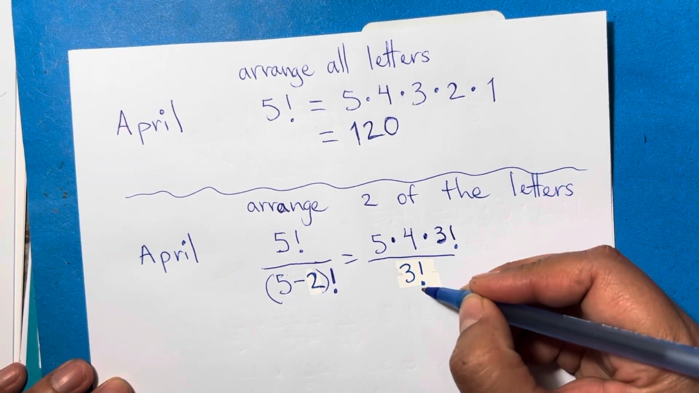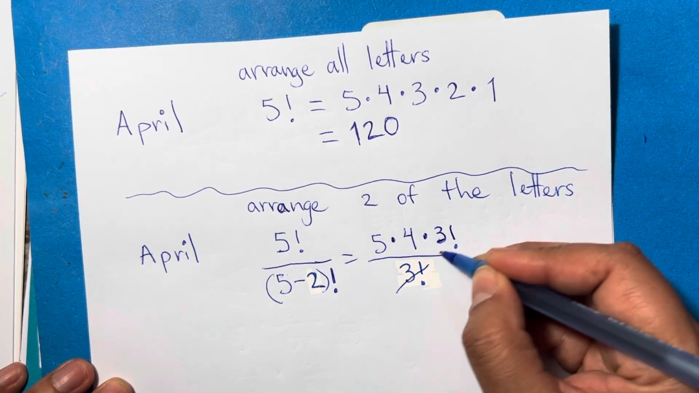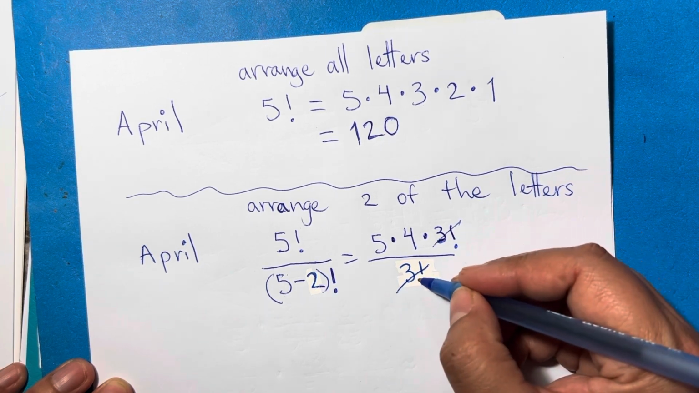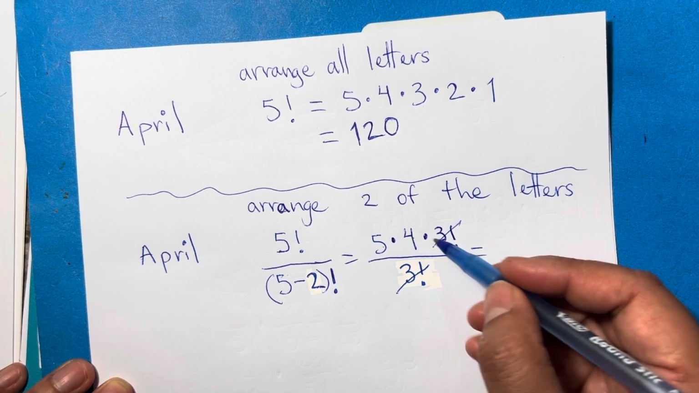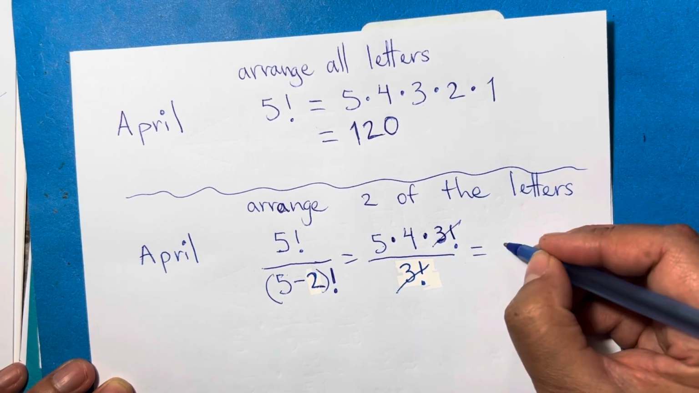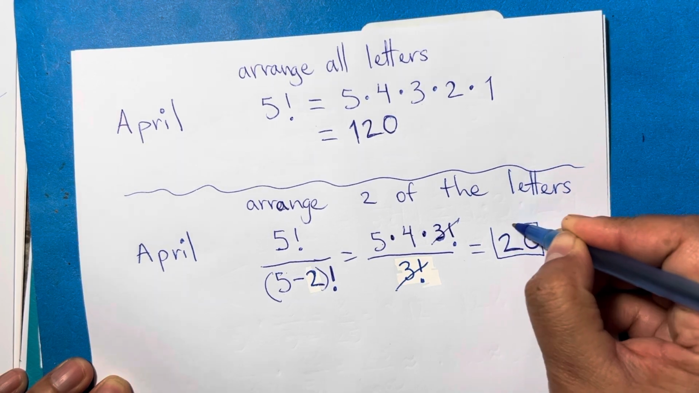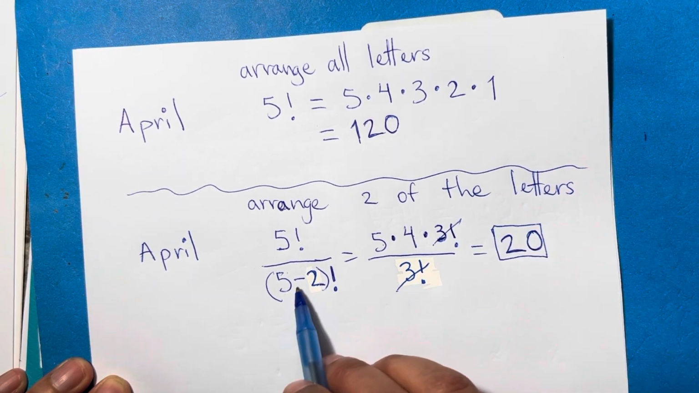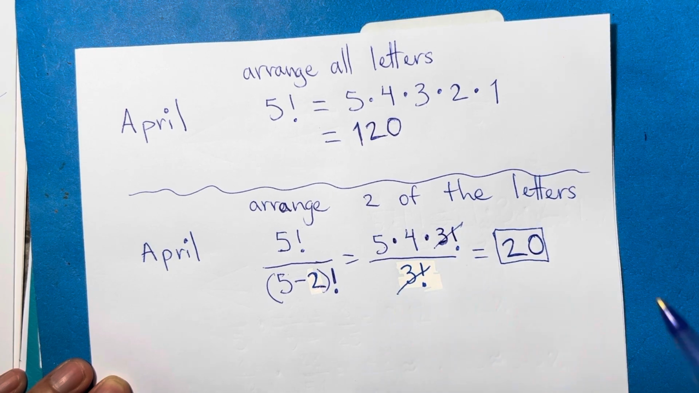I'll show you one more so that it makes sense. 3 factorial divided by 3 factorial. Remember that anything divided by itself is a 1. So 5 times 4 is 20, and 20 times 1 is 20. Again, when you're only arranging some of the letters, you have to do this extra step, which is subtracting and putting that in the denominator to divide.